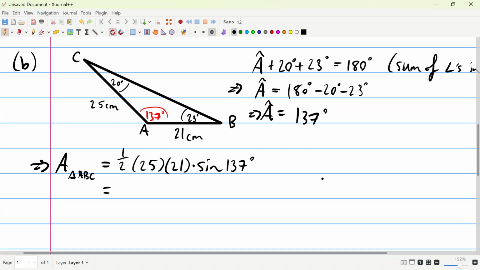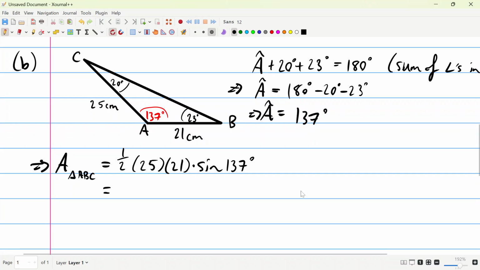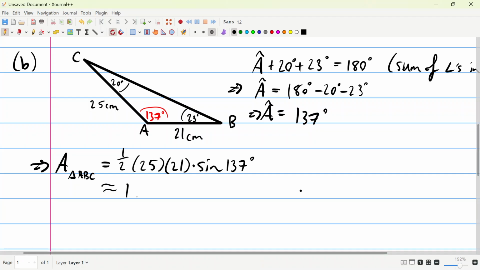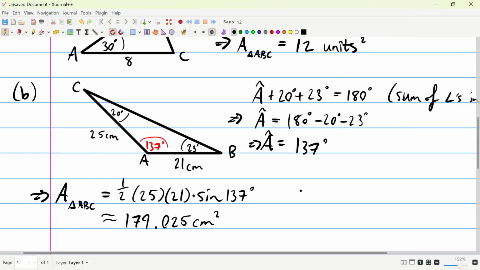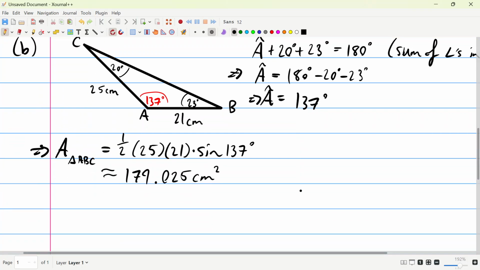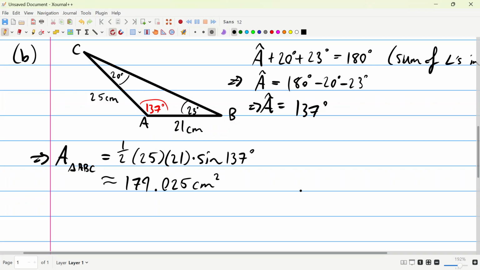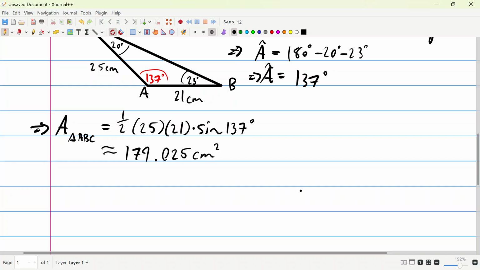And then this is just going to simplify to approximately 179, comma, or 0.025. And it's centimeters squared. Okay, because remember that the units are going to be squared. And with this previous question, it should be units squared. Because if it was just units, then it would be perimeter. Okay, but it's area, so we're going to be multiplying the units by itself once. Okay, so this is our approximate area in this case.